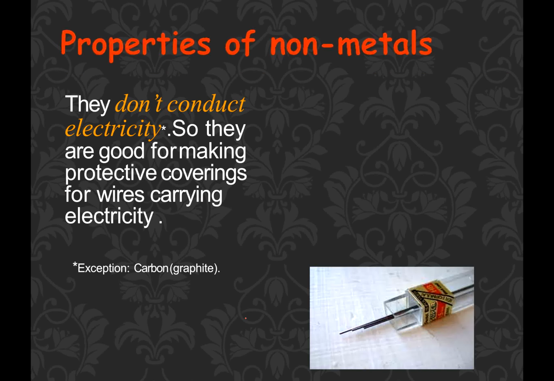Whereas the non-metals don't conduct electricity. The pencil lead is an exceptional case here: the pencil lead, or the graphite form of carbon, is a good conductor of electricity. The rest of the non-metals are bad conductors. So these non-metals are used for the covering of the wires. If you see any wire in your home, whether it is a mobile charger or laptop charger, there is a plastic coating, and inside it there is a wire. This plastic coating is made up of non-metal, due to which you will not get any electric shock.